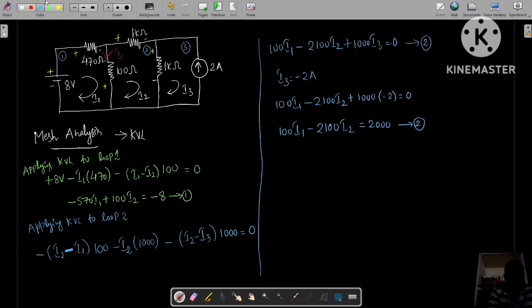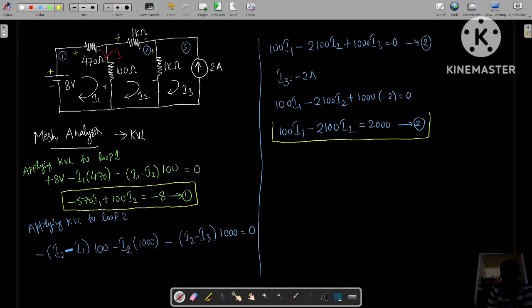Now we have two equations. This is one equation and this is the second equation. Now solve these two equations using the calculator. So let me solve these two equations using the calculator.